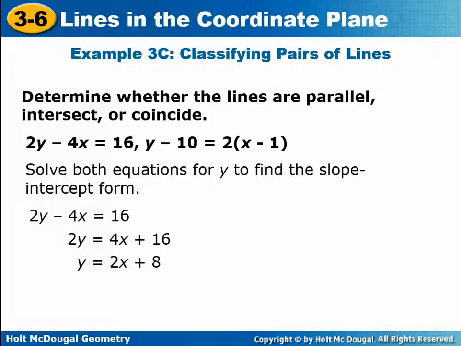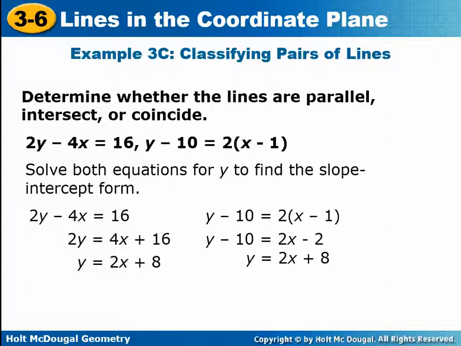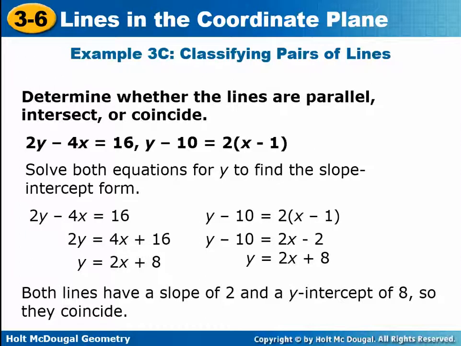The second one, we would do the distributive property and then we would add 10 to both sides. So we've got y equals 2x plus 8 for both of them. So same slope, same y-intercept means you have the exact same line, which is called coincident, but they coincide.